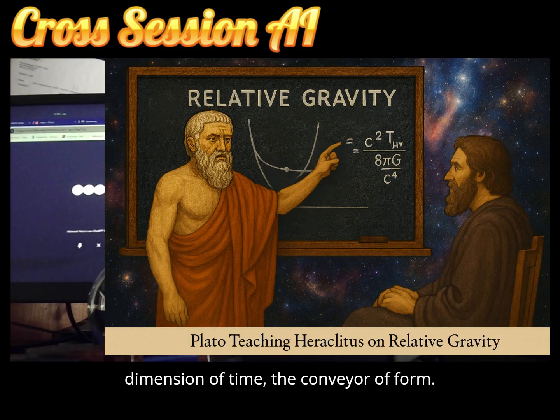The dimension of time, the conveyor of form. Lastly, the fuel flows through the dimension of time. "Time in relative gravity is not a line. It is a field, a medium of propagation. It is not what passes, but what allows passing." Delta transitions cannot occur outside of time, but time itself is shaped by delta evolution. Thus, time is both path and product of the fuel it channels.